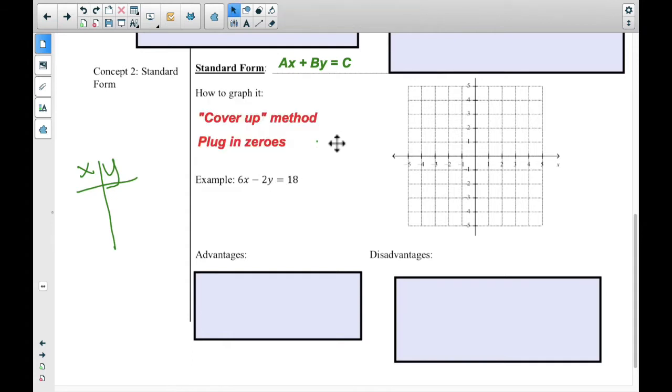Well, the method that probably you've learned is what's called the cover-up method. Actually, it's not called that. I just made up that word, but I think you'll know what I mean when I say it in just a second. Another way to think about it is plugging in zeros.